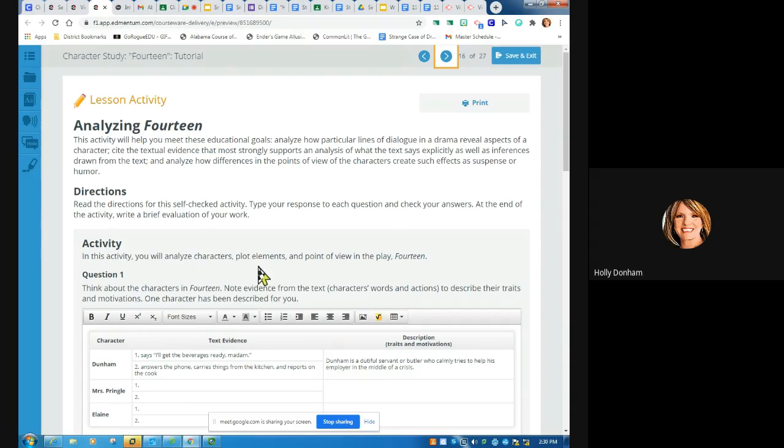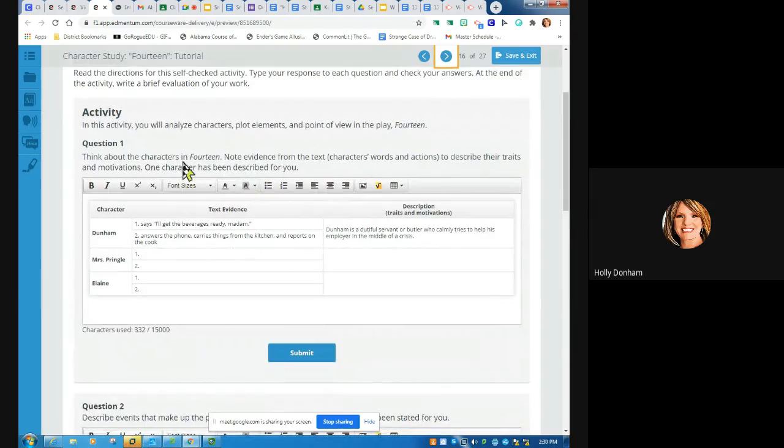In this activity, you're going to analyze the characters, the plot, and the point of view. Thinking about the characters, you're going to note evidence from the text, and then you're going to describe the characters' traits and what motivates them, okay? One character has already been described for you. Then you're going to describe Miss Pringle, and then give the text evidence, and then describe Elaine, and then give the text evidence that supports what you're saying about her traits and her motivations.